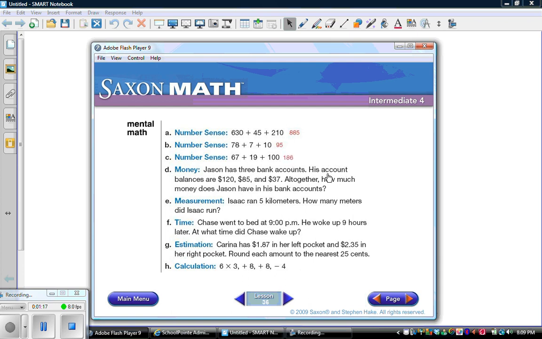Jason has 3 bank accounts. His account balances are $120, $85, and $37 all together. How much money does Jason have in his bank accounts? Let's do this. 120, I know if I add 80 to that, I'm going to be to 200. But I've got 85 here, so I'm going to take the 5 and add it to the 37. 37 only needs 3 more to become 40, and that would leave 2 left over, so we have 242.